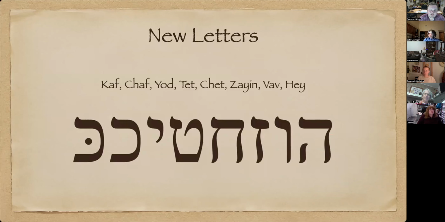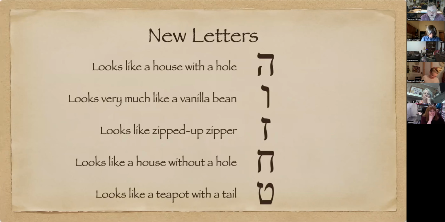So yeah, here we have hey, which is this one. I need to put a little bit more spacing in here. There's hey, vav, zayin, het, tet, yod, chaf, kaf. So you're going to see 2 of those guttural sounds coming out this week, those typical Hebrew things that people are always thinking they've got a lot of phlegm. So our new letters, the hey looks like a house with a hole in the side, as opposed to this het here, which has both walls fully intact.